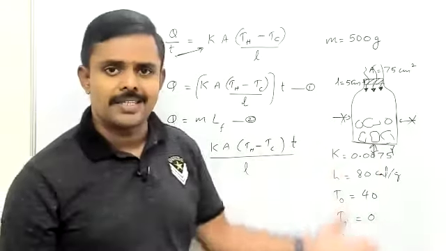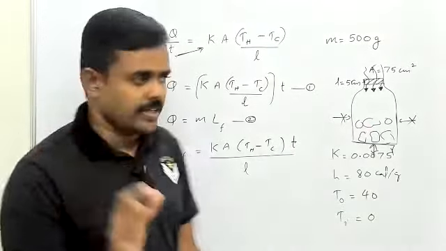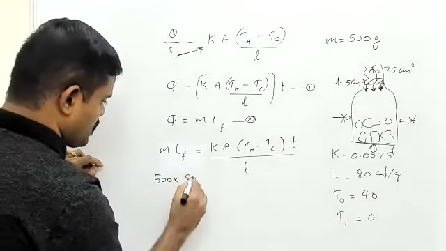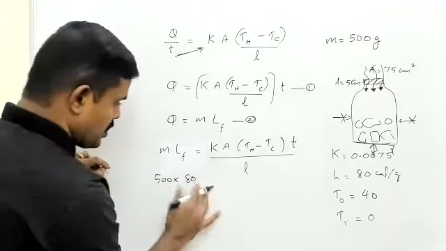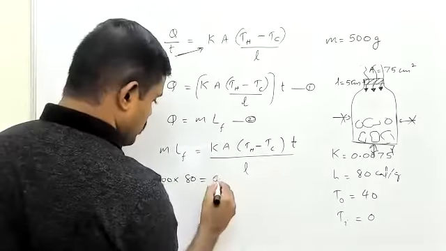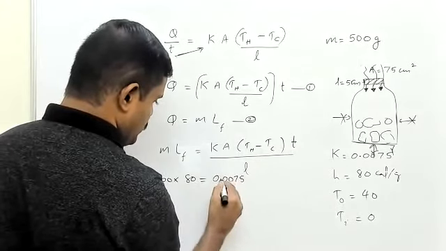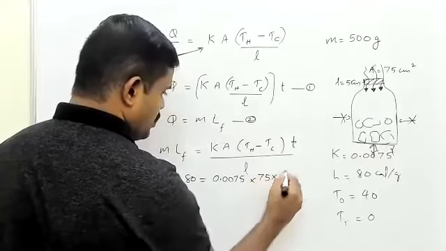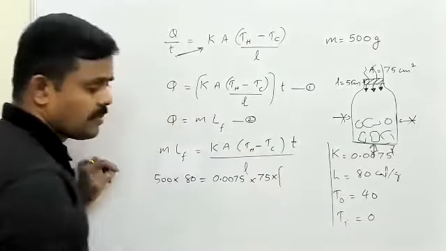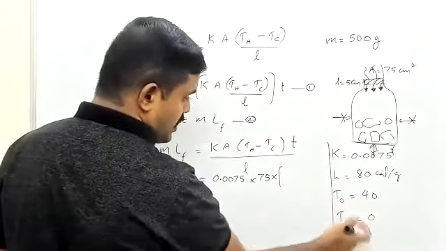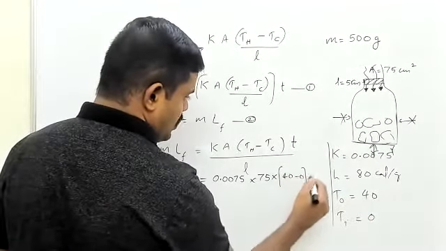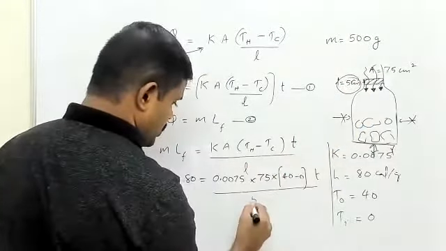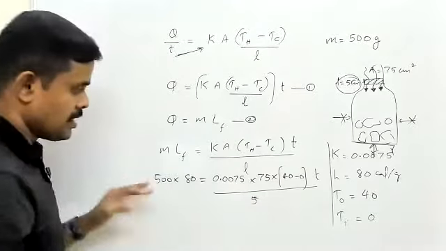So let us put the values. All are in CGS, so I can keep everything in CGS. I don't have to convert anything. Mass is given as 500 grams, and latent heat of fusion is given as 80. Thermal conductivity 0.0075 into area. Area is 75 centimeters square, into temperature difference. Outside temperature is 40, inside is 0. So 40 minus 0, into T, divided by thickness L, which is 5 centimeters. If you solve this, you will get the final answer.